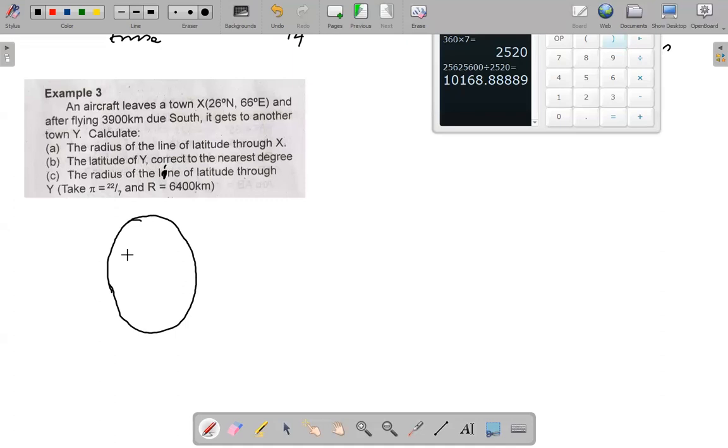Okay, this is the sphere. And draw the prime meridian, the equator.